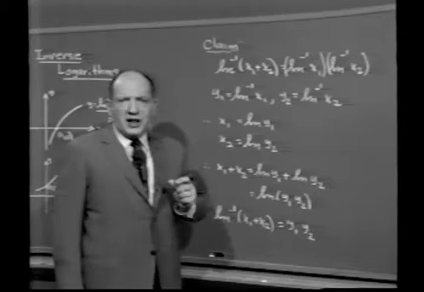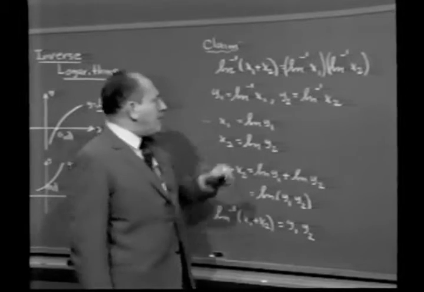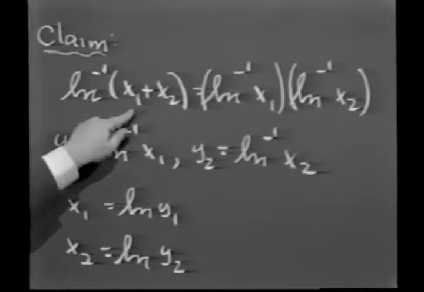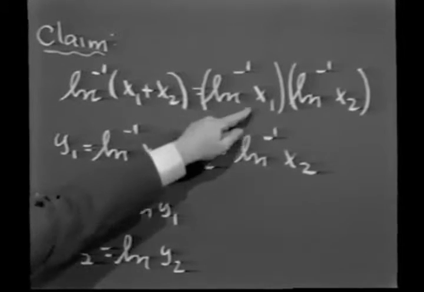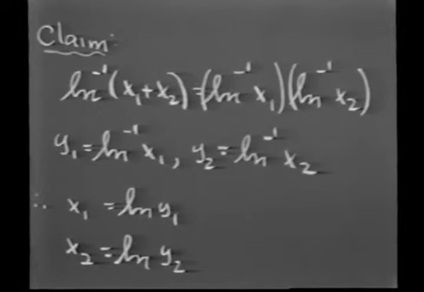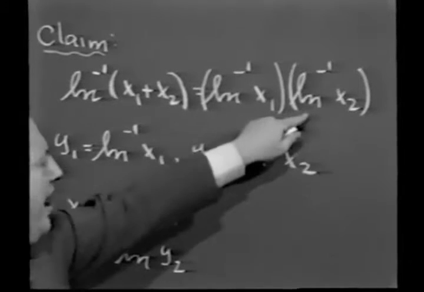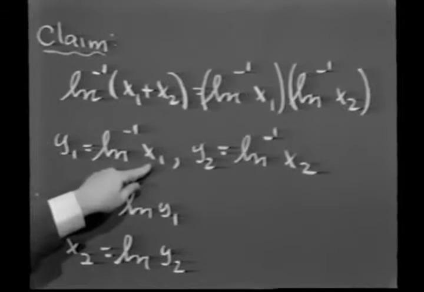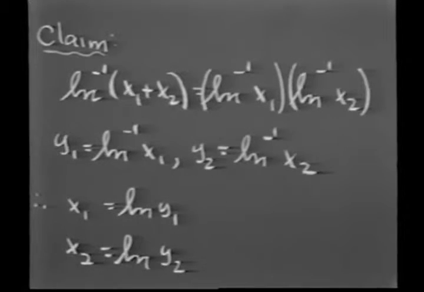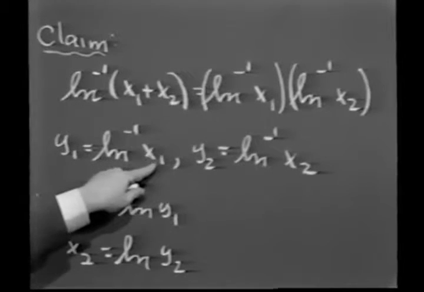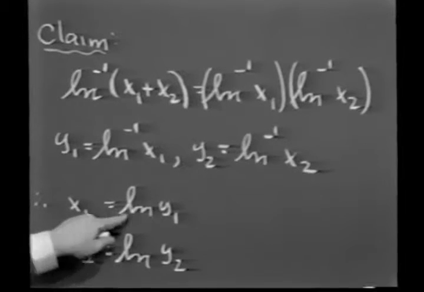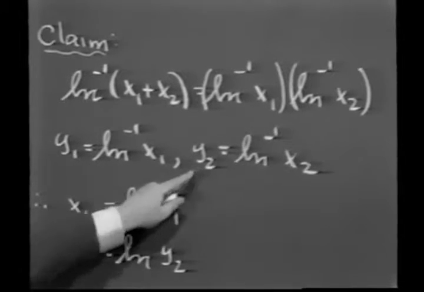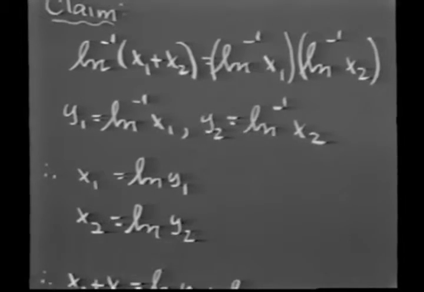And just to work with inverses again, let's see if this is indeed true. Let's see if it's really true that the inverse log of x1 plus x2 is the inverse log of x1 times the inverse log of x2. The whole idea is what? Let's give these things names. Let y1 be the inverse log of x1 and y2 be the inverse log of x2. Now, since we've already studied the natural log function, the most natural thing to do here is to invert these. Namely, y1 equals the inverse natural log of x1 is the same as saying x1 is the natural log of y1. And similarly, x2 is the natural log of y2.